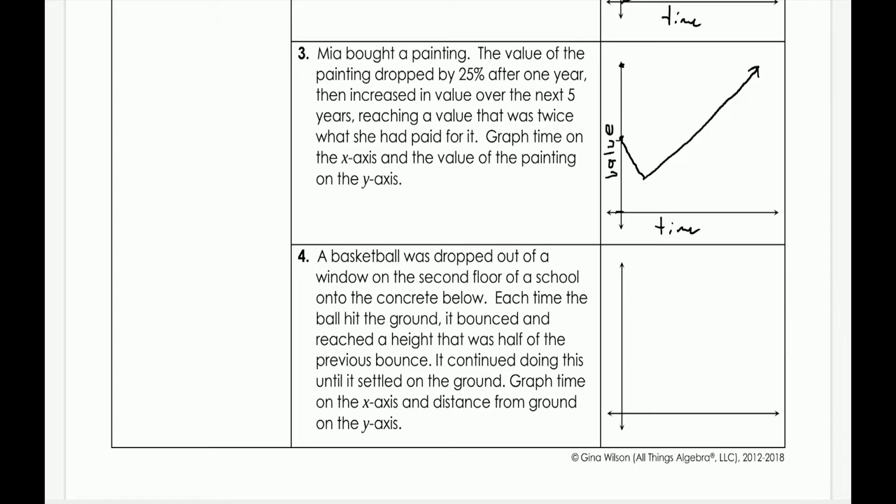Okay, let's try number 4. It says a basketball was dropped out of a window on the second floor of a school onto the concrete below. Each time the ball hit the ground, it bounced and reached a height that was half that of the previous bounce. It continued doing this until it settled on the ground. Graph time on the x-axis and distance from the ground on the y-axis. So time is x-axis and distance is y-axis.